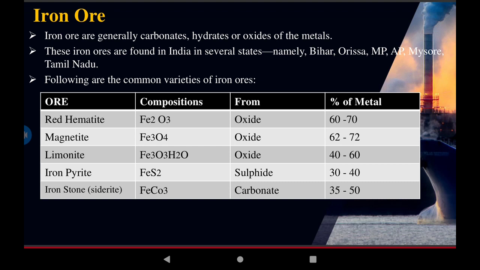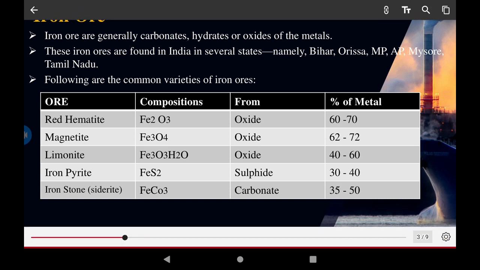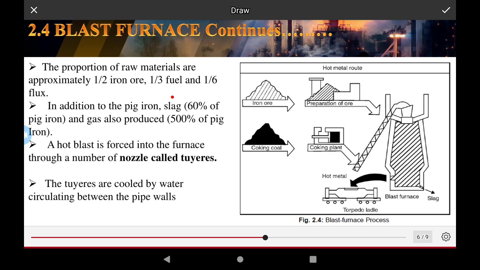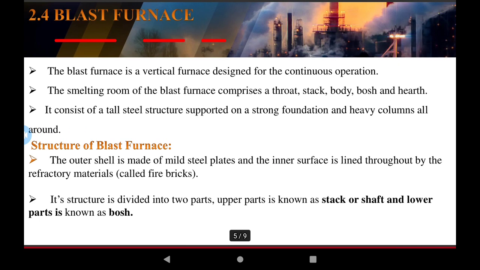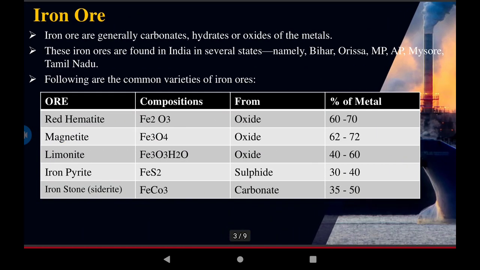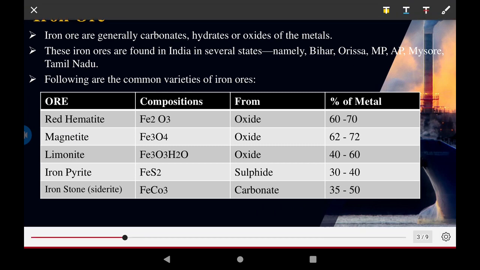Iron ore. Iron ores are generally carbonates, hydrates, and oxides of the metal.